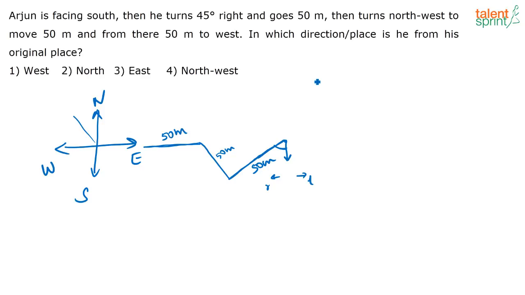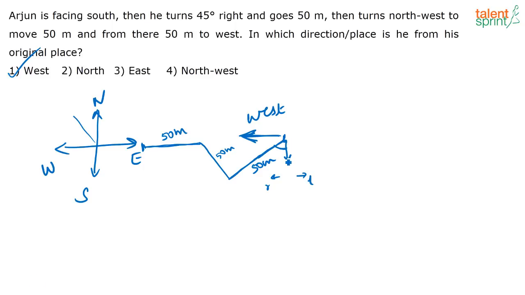Now the question is, in which direction is he from the original place? If this is the original place, in which direction has he gone? He has gone in this direction. This is the starting point and this is the final point. So he has moved in the west direction. That is option 1. He went west from the starting point. So the answer would be option 1, west.